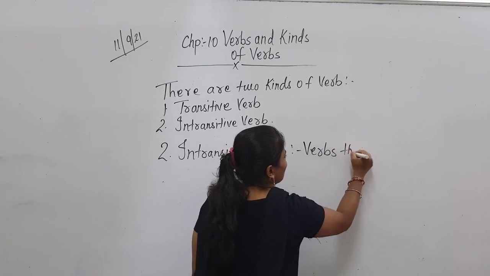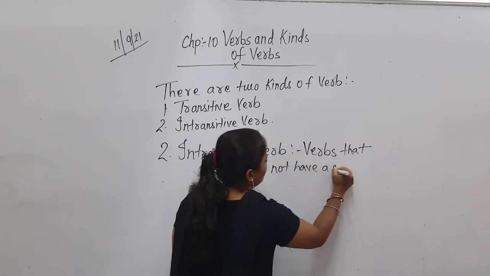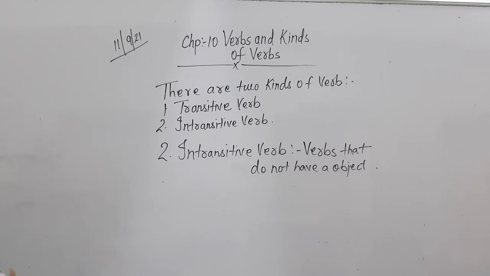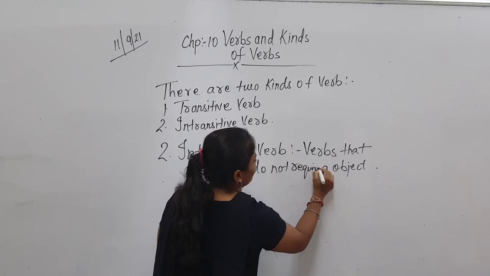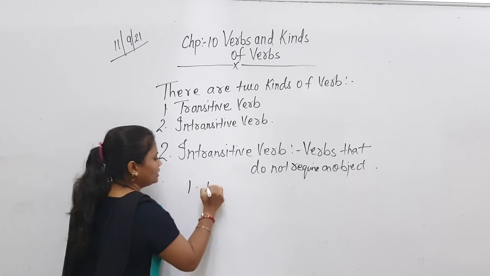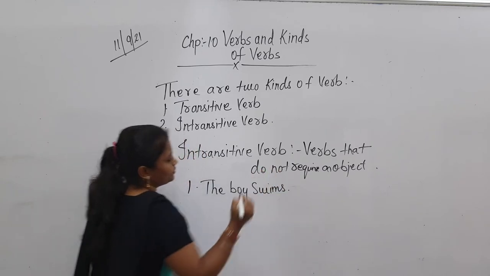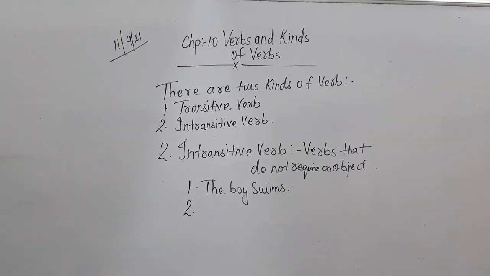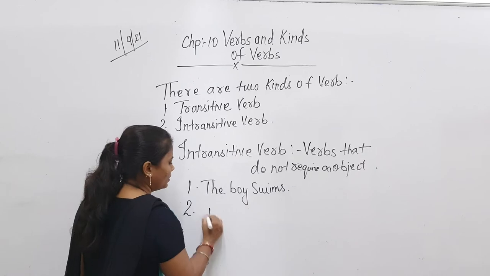Verbs that do not have an object. A verb that does not require an object. How do such words look, beta? For example, the boy swims. Right? Here, is any object there? No. No object is there. So it is an intransitive verb.